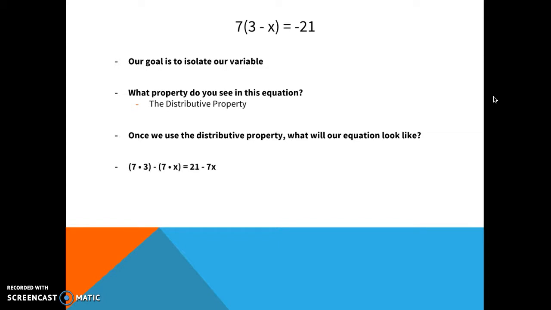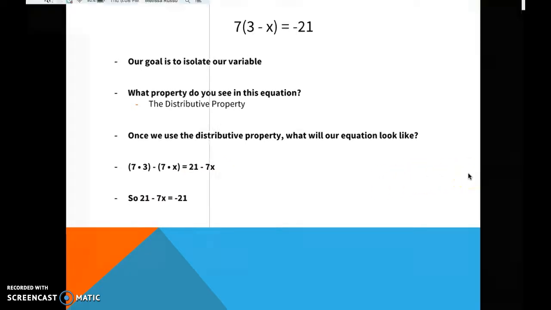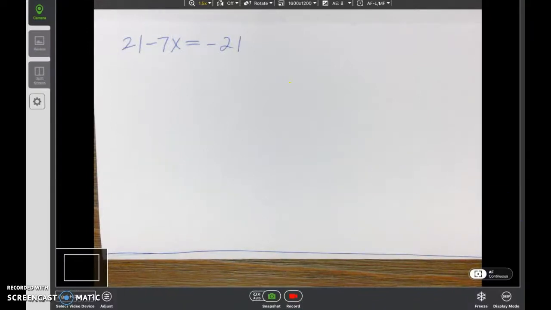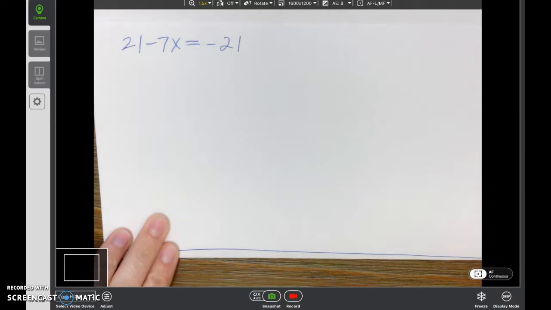Well, I can do 7 times 3 and then do 7 times x, and then I'm going to subtract them because there's a subtraction sign here. So 7 times 3 is 21, 7 times x is 7x. So now the left side of my equation will be 21 minus 7x. Now, if I want to solve this equation, I now have a 2-step equation to solve. Once I've done my distributive property, this will look like what we've been doing in class.